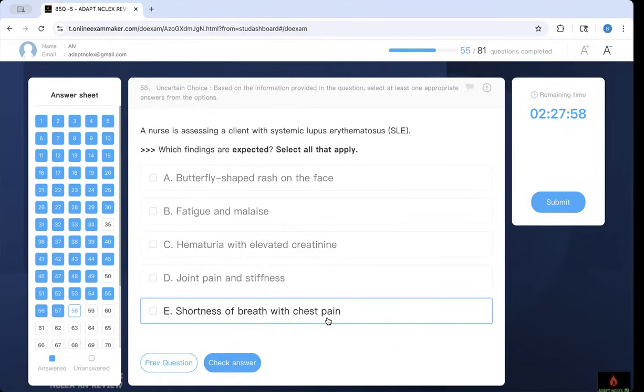Systemic lupus. Find things that you would do to prevent risks. Which findings are expected in a patient with systemic lupus? It's assessing a patient with systemic lupus erythematosus: butterfly rash on the face, fatigue and malaise, hematuria and elevated creatinine, joint pain and stiffness, and shortness of breath with chest pain.